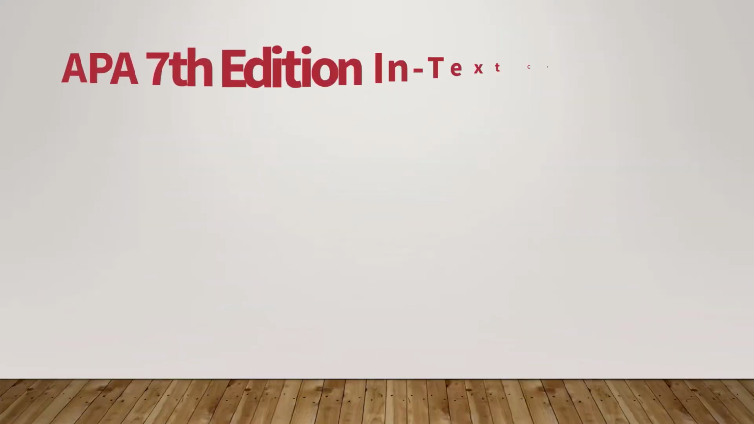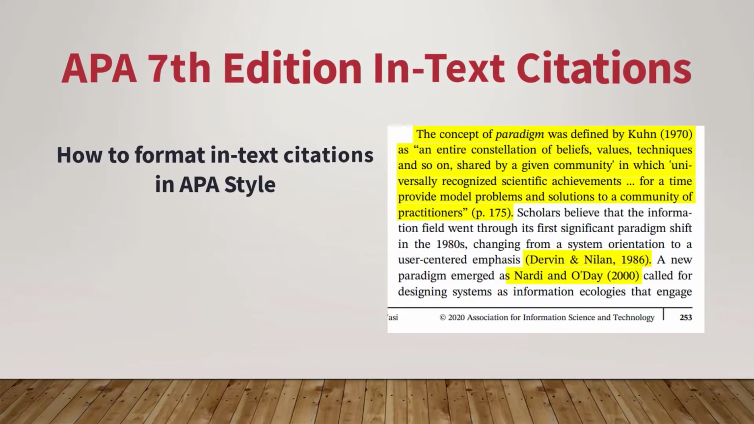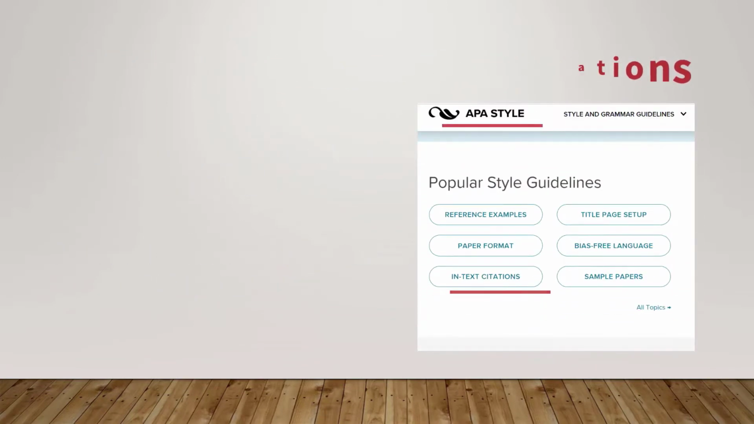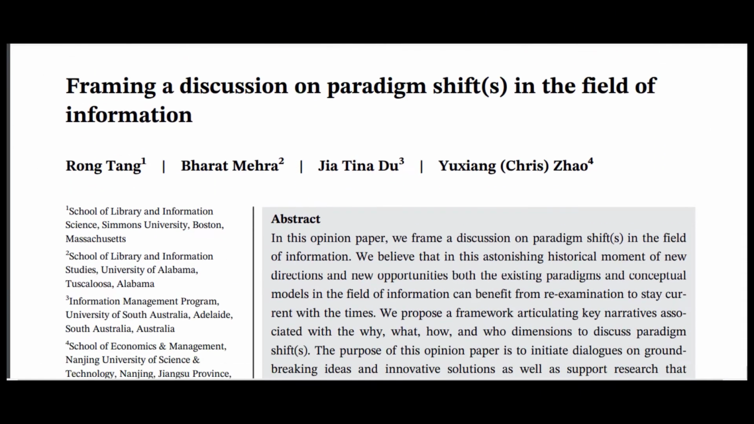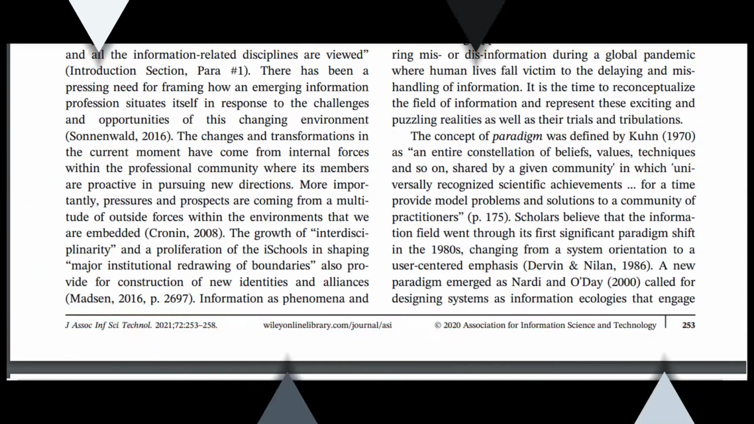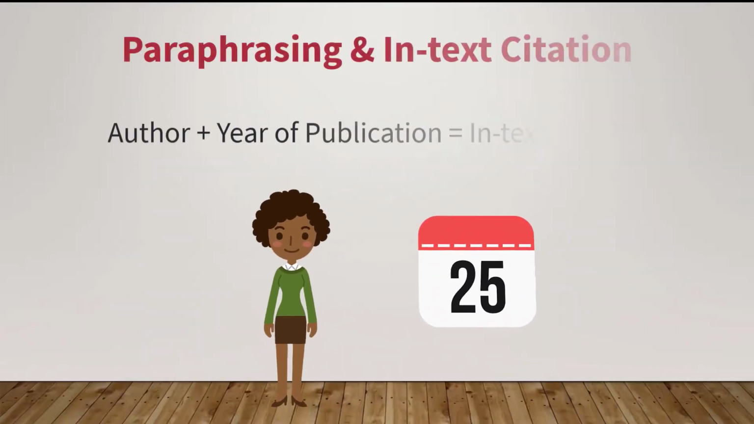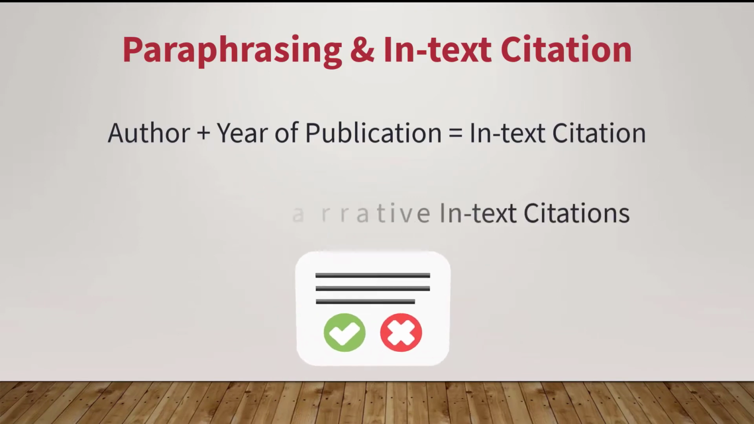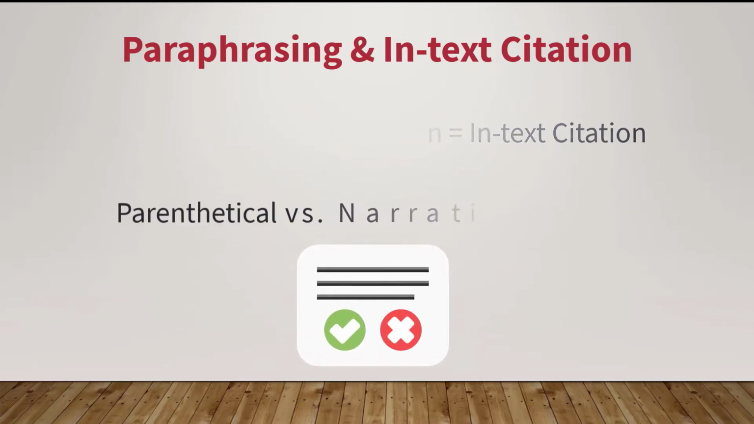In this tutorial, we will cover how to format an in-text citation in APA style 7th edition and where to find more information about generating your own APA citations. In-text citations are included in the body of the work when you quote, paraphrase, or otherwise refer to a source. In-text citation should include the name of the author and the year of publication. You can choose between a parenthetical citation and a narrative citation.